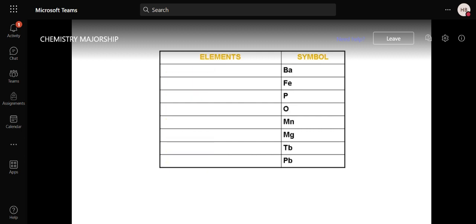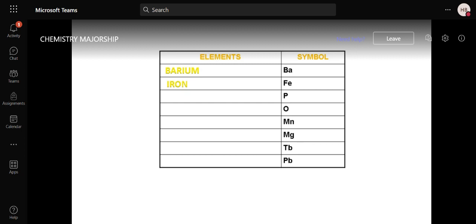Alright, next. Ayan na. Ito na ulit. Back to normal tayo. Meron pa rin iba, pero at least, okay, Ba is barium. Very good. FeO. Common. Diba? Ferrous sulfate. Ano ba yung ferrous sulfate? Ferrous. Okay. Iron. Okay.